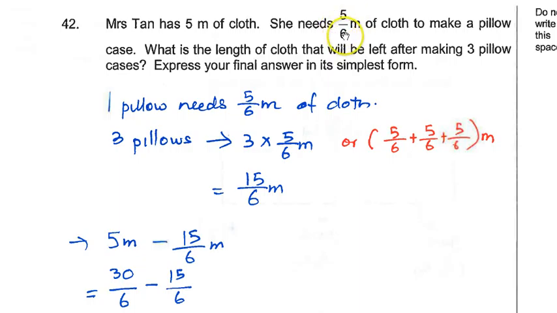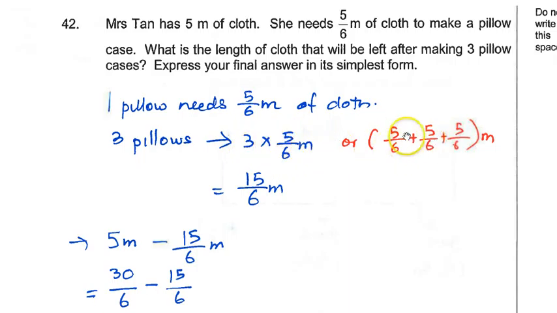She needs this length of cloth to make one pillow. What is the length of cloth that will be left? Now watch out. What is left after she makes 3 pillows? All you have to do is take the length of cloth needed for 3 pillows, so 5/6, which is needed for 1 pillow, times 3.